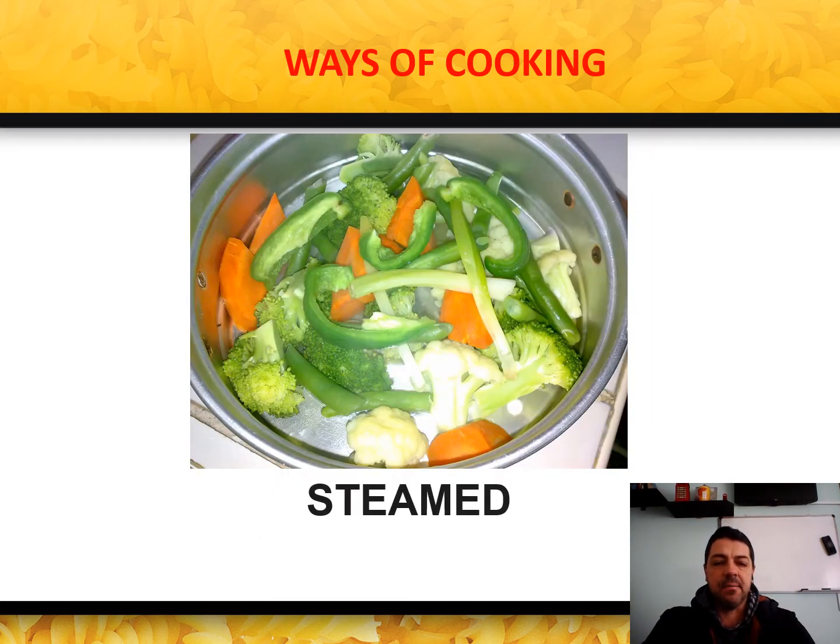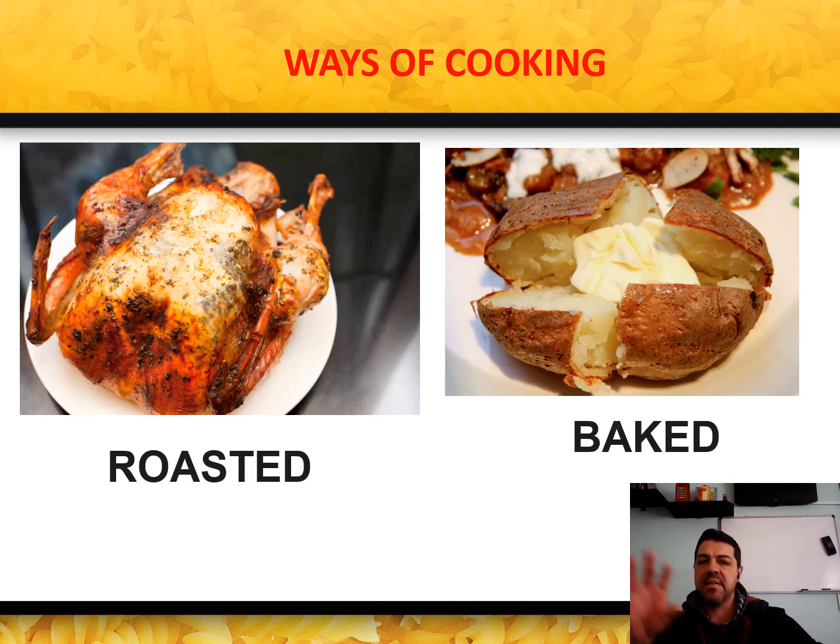Then we have steamed. You know what steamed is, guys? When the food is cooked just in vapor. Vegetables are a good example of that. Steamed vegetables. Finally, we have roasted and baked. Be careful with the difference. When you talk about roasted, you can have basically roast meat, roast chicken, roast beef. When you talk about baked, you may have baked potatoes, you may have baked cake, you may bake bread. Okay, so that's a little different to see ways of cooking and the food we had.